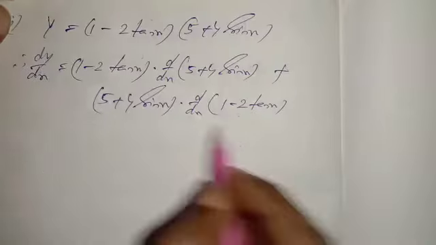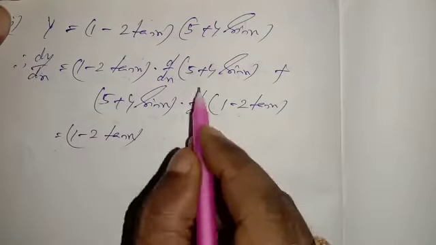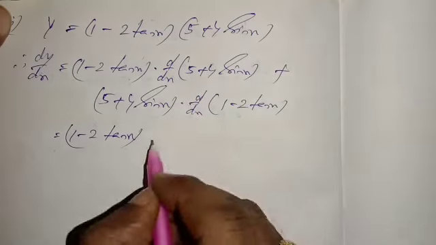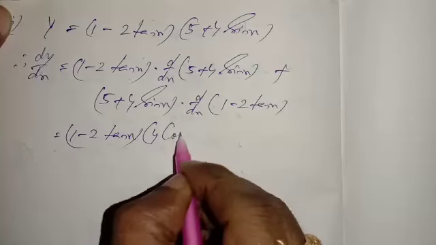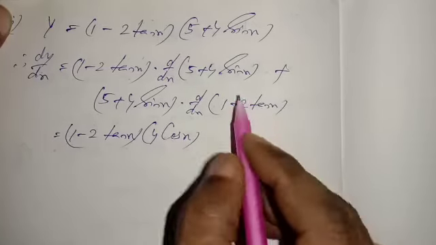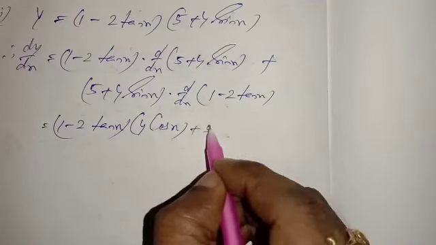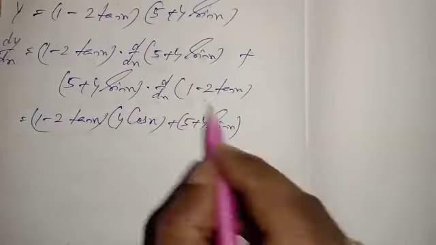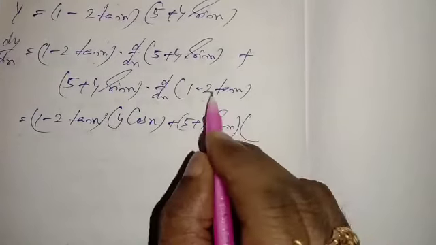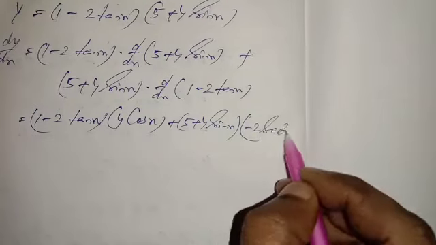Now let us do it one by one. This is coming (1 minus 2 tan x). The derivative of 5 will be 0. This will be 4 sin x, the derivative of sin x is cos x, so 4 cos x. The second one, plus (5 plus 4 sin x), and here the derivative of 1 is 0. This will be minus 2 tan x, the derivative is sec square x.